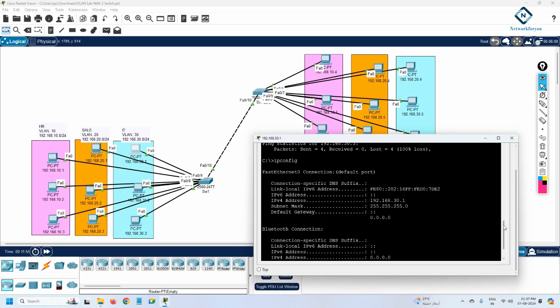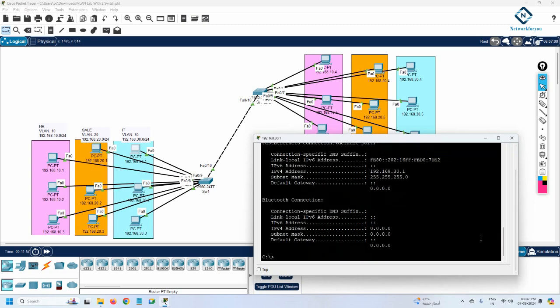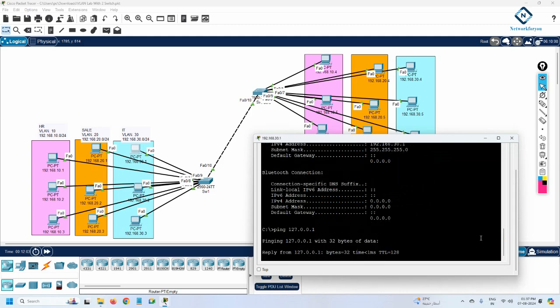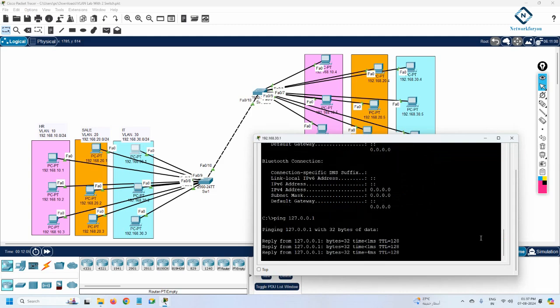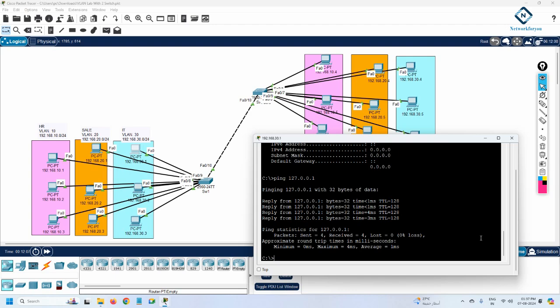And also, if you want to check whether your LAN card is working or not, you already know this one, ping 127.0.0.1. With this command we can check. If the reply is coming, we can say our LAN card is also good. So no issue with the computer, maybe the issue is with the switch. So we need to look in the switch.